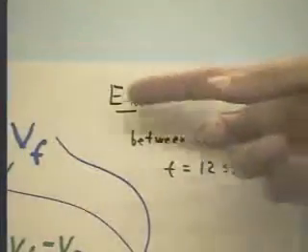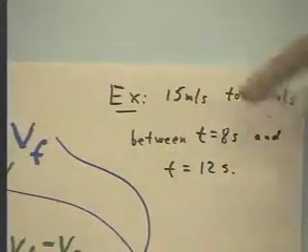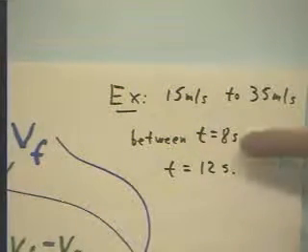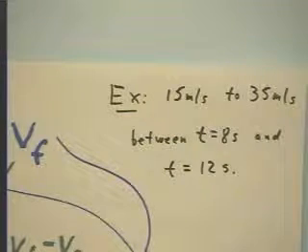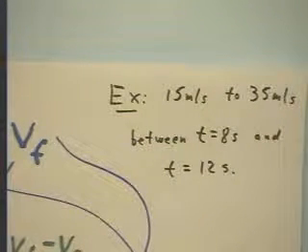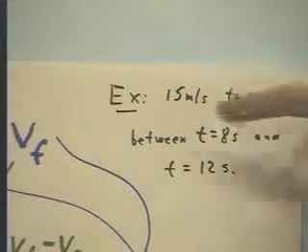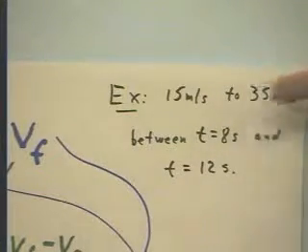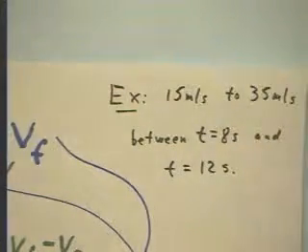We now consider the following example. If we go from 15 meters per second to 35 meters per second, between clock times t equals 8 seconds and t equals 12 seconds, what can we determine from that? Well, if our acceleration is uniform, then our average velocity is going to be 25 meters per second, halfway between 15 and 35.